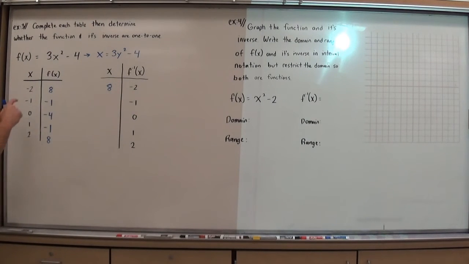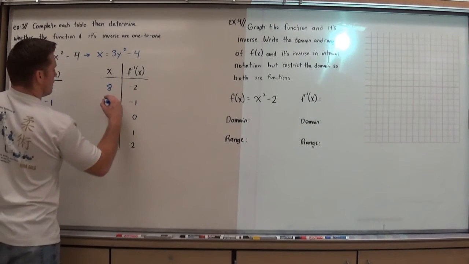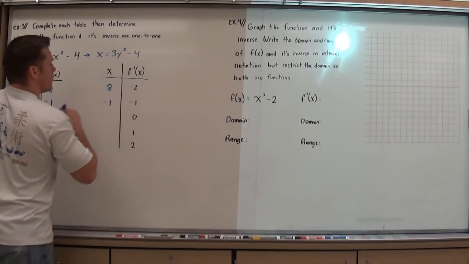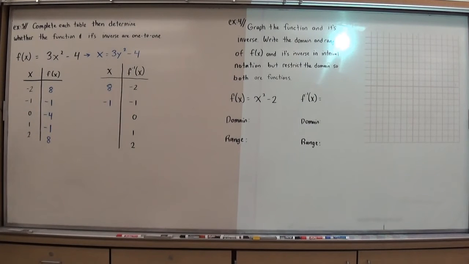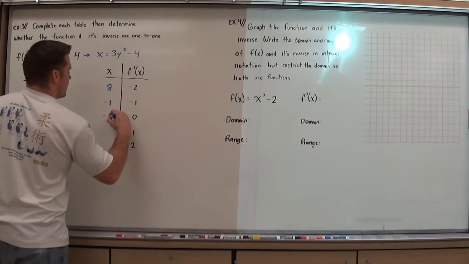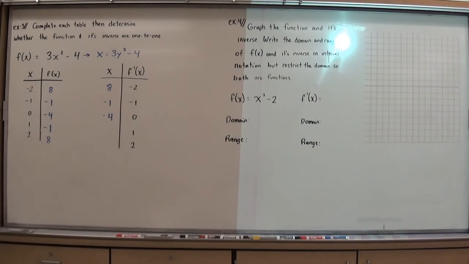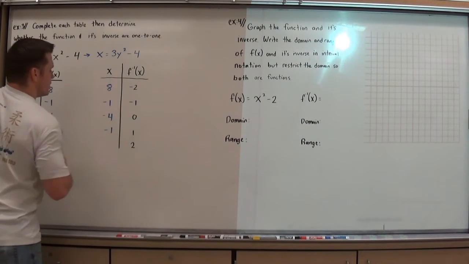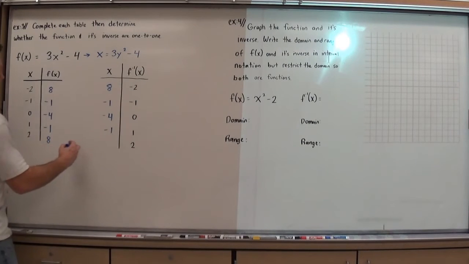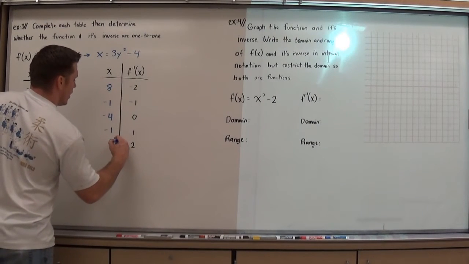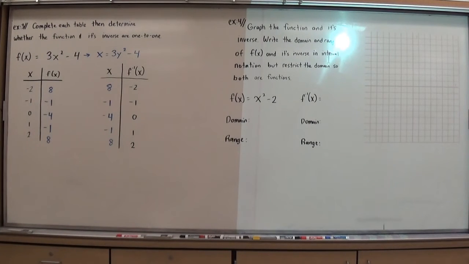negative 2. When the input was negative 1, the output was negative 1. So in the inverse, when the input is negative 1, the output will be negative 1. So 0, negative 4, if you're talking about the inverse, should be negative 4, comma 0. 1, comma negative 1 should be negative 1, comma 1, and 2, comma 8 should be 8, comma 2.